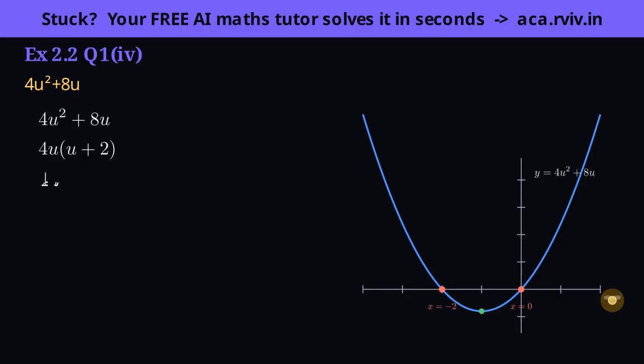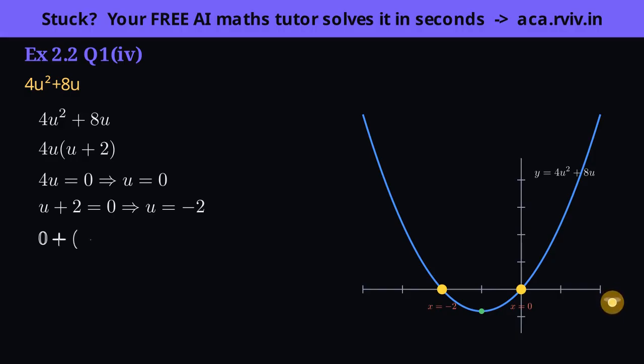Apply zero product. The factor 4u is 0 when u is 0, the 4 itself can never be 0, so it's u that must vanish. And the bracket u plus 2 is 0 when u equals minus 2. There are our two zeros.